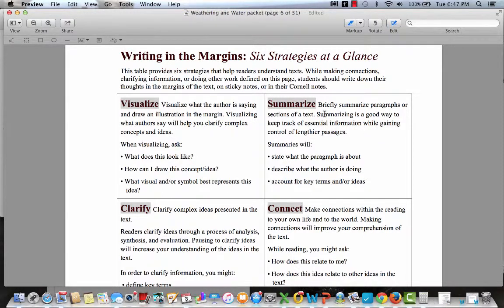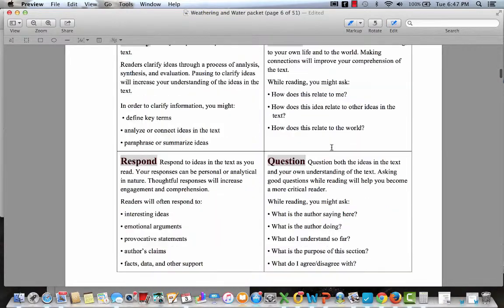For summarize, you briefly summarize paragraphs or sections of the text. Summarizing is a good way to keep track of essential information while gaining control of lengthier passages. Summaries will state what the paragraph is about, describe what the author is doing, and account for key terms or ideas. So all we'll be doing today is writing a brief summary next to our passages in our text.